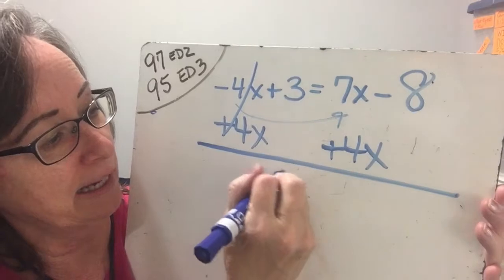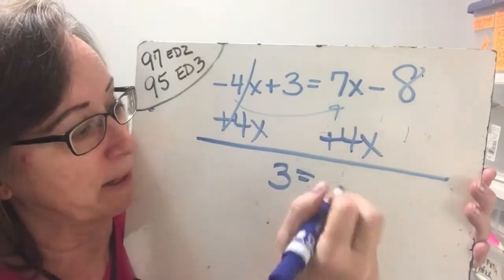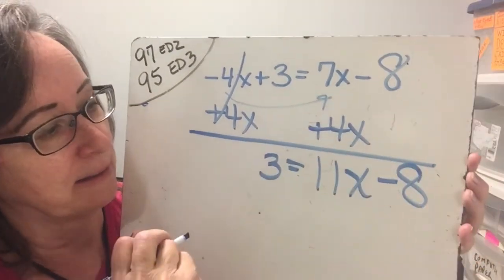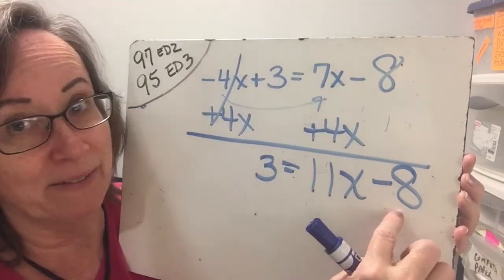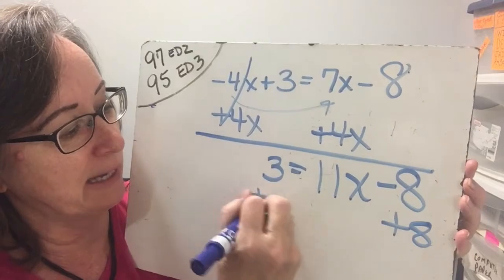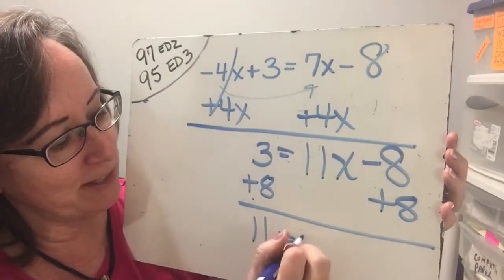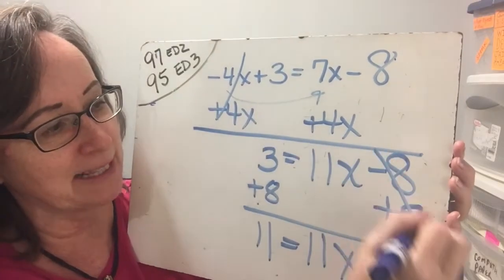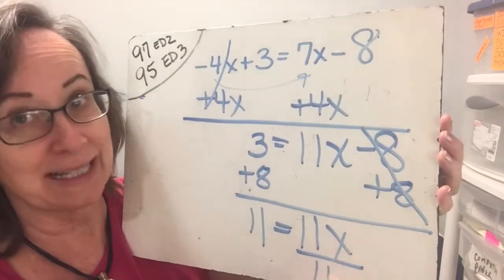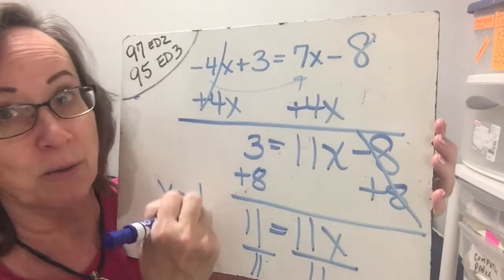These cancel, and I get a 3. On the other side, I have a 7x plus a 4x is 11x minus 8. Now, I'm going to have to get rid of the 8 because I want my 11x by itself, so add 8, and I get 11. Boy, that's convenient. 11 is 11x. This cancels out. So when I divide by 11 to get my x by itself, then I get x equals 1.